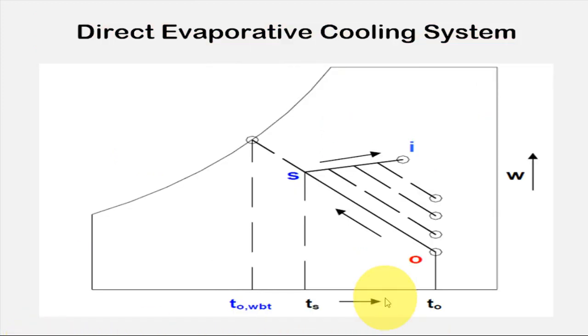Now, this is the psychrometric chart. Here is the humidity ratio, and here the dry bulb temperature. Atmospheric air is here, and this air gets cooled along the constant wet bulb temperature line. The temperature of the air is reduced. From O to S, S is the supply air and O is the outside air. The air is cooled by coming in contact with water particles, and the humidity ratio of the air also increases because of the addition of moisture. S is the supply air, which is sent to the room.